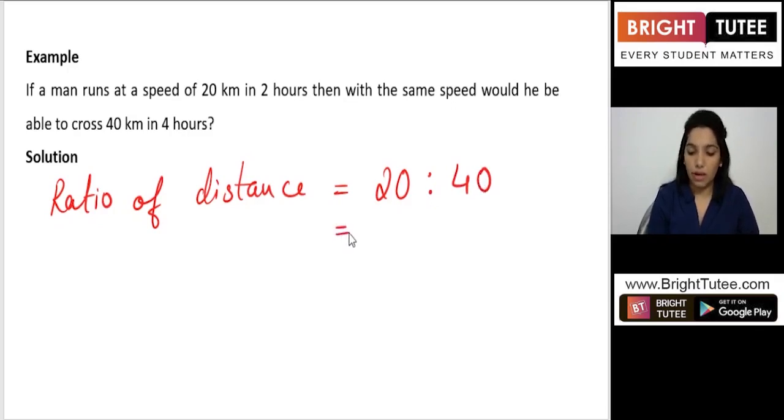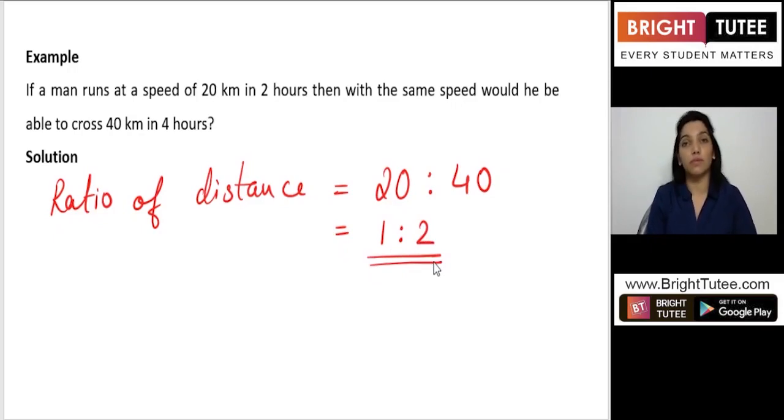Okay, now if you do remember how we worked with equivalent ratios and how we can convert them into their lowest form, we can divide both these numbers, 20 and 40, by 20. So 20 divided by 20 is 1 and 40 divided by 20 is 2. So what is the ratio we have got for distance? It is 1 over 2.